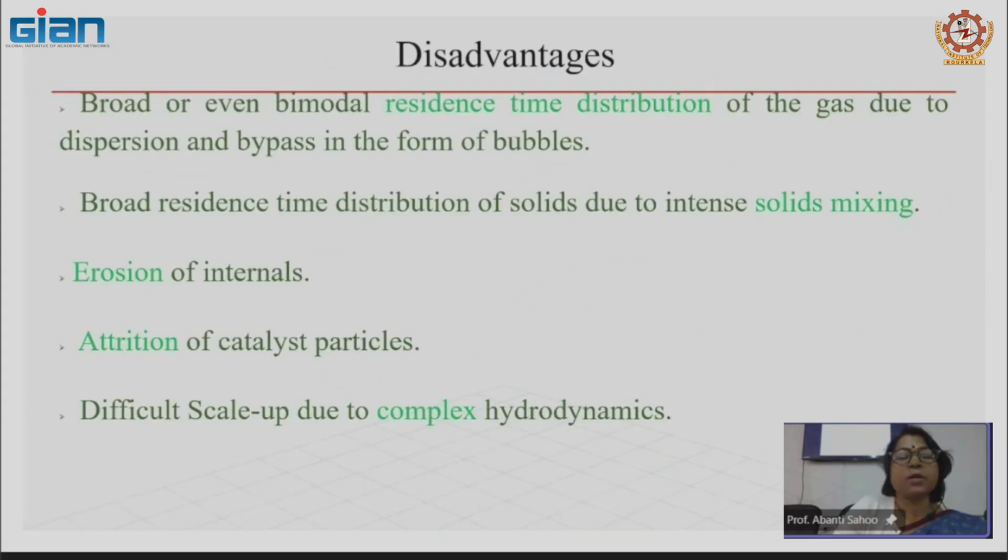The disadvantage is that when fluidization takes place, because of the bubble movement, particles move up and down and some erosion might occur. There may be erosion of the internals because the moving solid particles may collide with the side wall of the column or reactor or some internal arrangement. So, erosion of the internals might be there. Attrition of the catalyst particles might also occur, as the particles rub against each other.